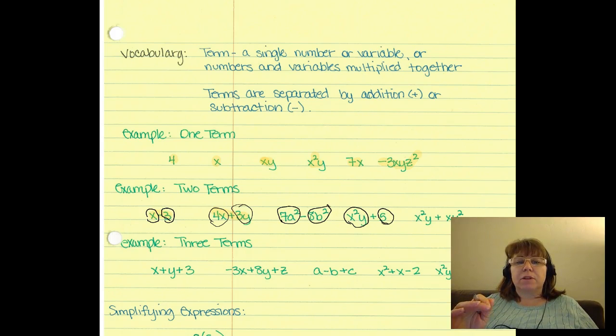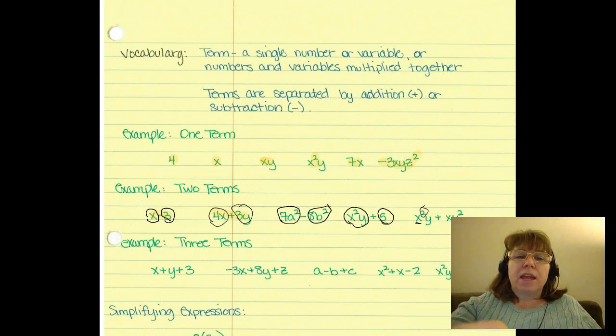Now for my last example of two terms, I have x squared y plus xy squared. Now you might be asking, wait a minute, they both have an x, they both have a y, why isn't that one term? Well, not only does the variable have to match, the power of the variable must match. So x squared y is not the same thing as xy squared. And because of that, I can't combine the two and make it one term. They are separate terms. Two terms in an expression has a very special name. It's called a binomial.